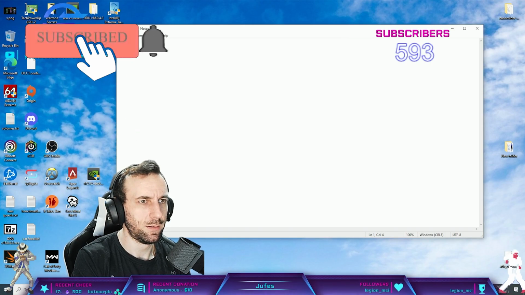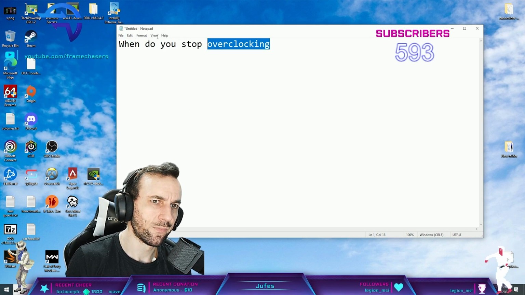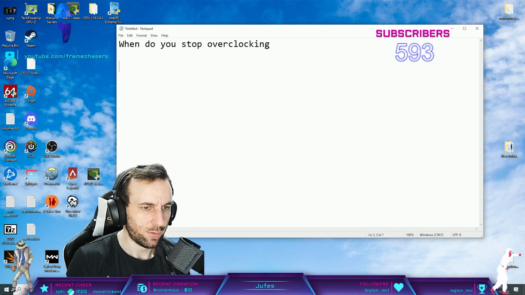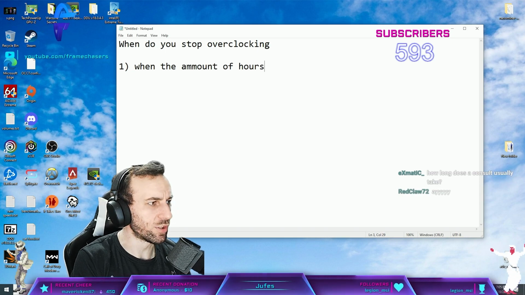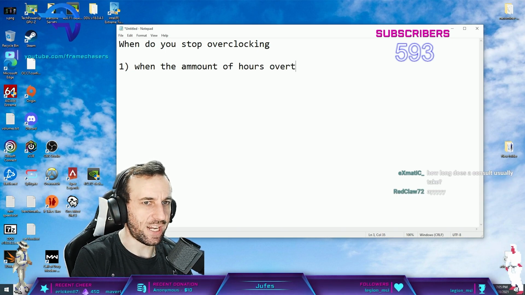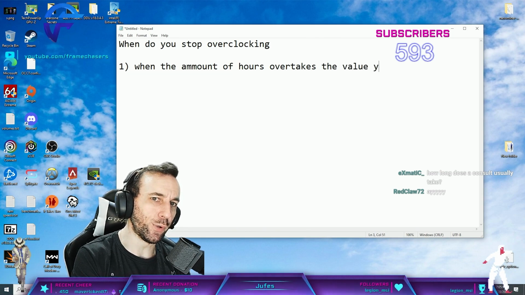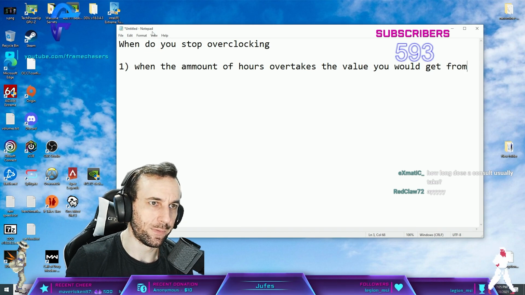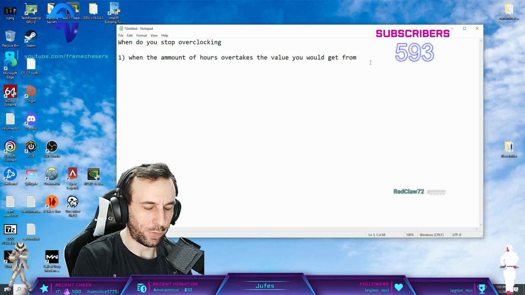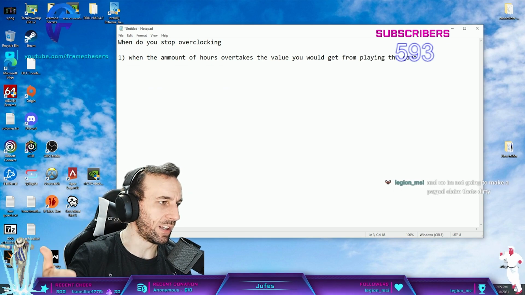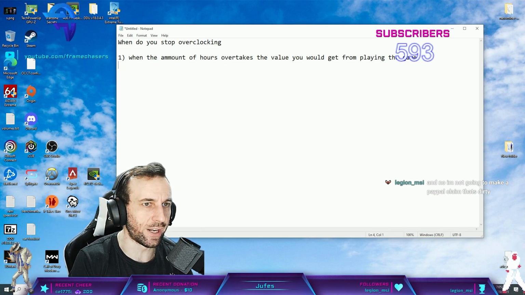When do you stop overclocking? Yeah, what other answer is there? One, when the amount of hours overtakes the value you would get from playing the game. That's the way I would word that. From playing the game. I like head glitch spots, learning the map, learning hero moves, learning time delays and all that stuff, right?